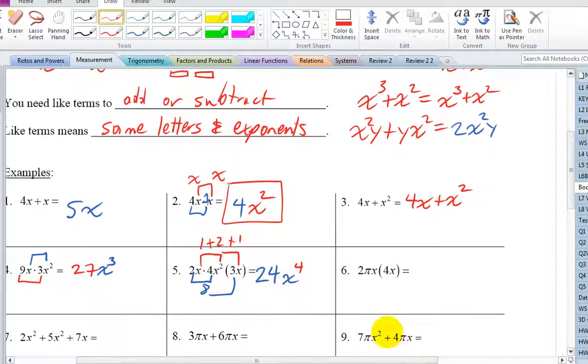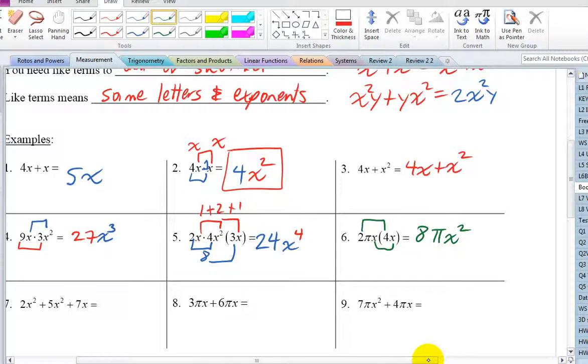Okay, what about 6? A little bit different, isn't it? 2 times 4? Well, good. Times pi doesn't change, so don't change it. Times pi. And then x times x? X squared. Don't say 2x first. Always say it after. Any questions?